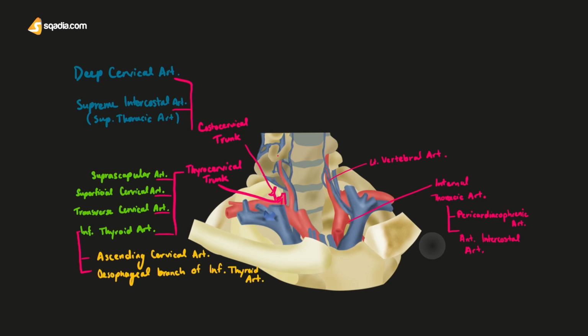And there you have it, the arteries that pass through the superior thoracic aperture.